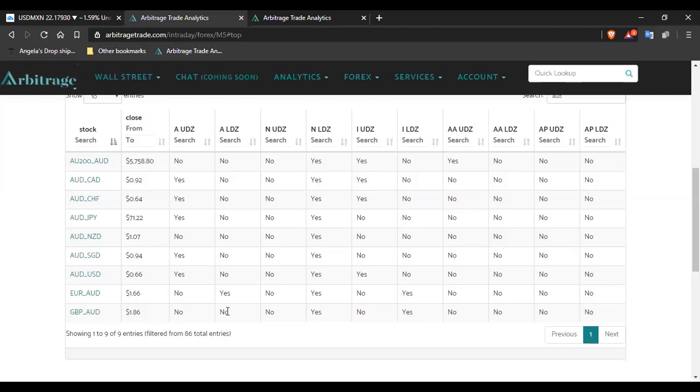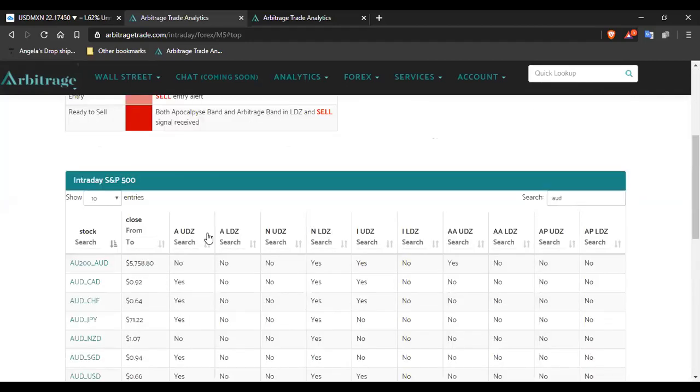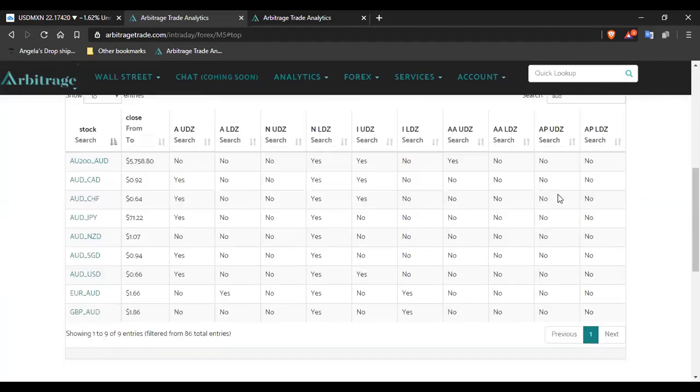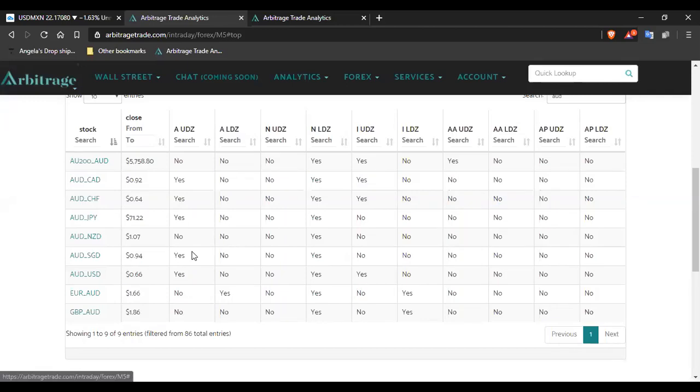Oh man, I've been looking at this totally wrong, because I was looking at the 5-minute and I was looking over here at the arbitrage, not the apocalypse. That's my fault. Well, never mind then, because all I'm seeing is no, no, no, no, no. My bad. Let me erase all that. So already AUD pairs is out of that.